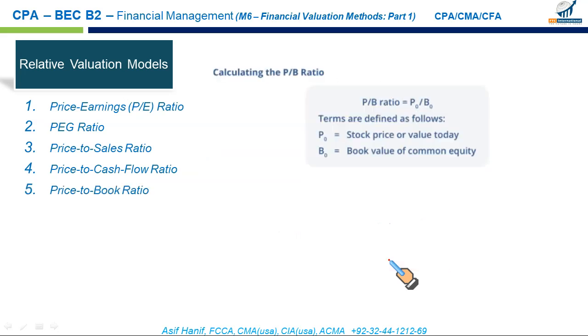Okay, the last one is the price to book ratio. In this relative valuation model, we will use the market price per share and we will use the book value per share. This is easily available from the market. But how do we calculate the book value of common stock, book value per share?